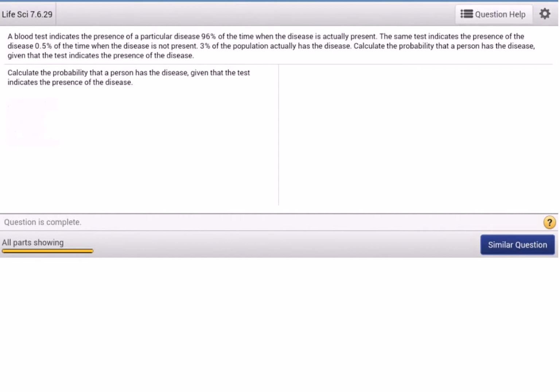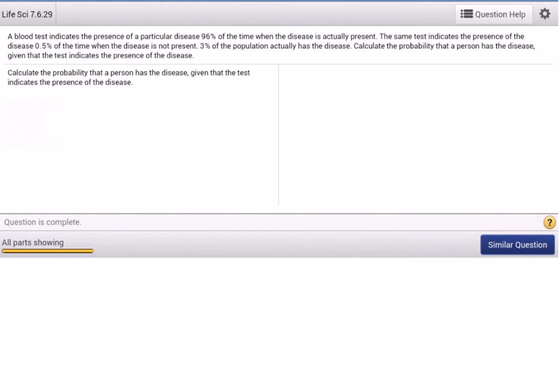A blood test indicates the presence of a particular disease 96% of the time when the disease is actually present. The same test indicates the presence of the disease 0.5% of the time when the disease is not present. 3% of the population actually have the disease. Calculate the probability that a person has the disease given the test indicates the presence of the disease.